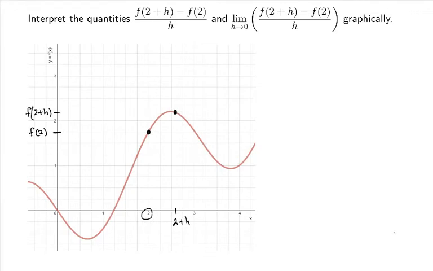So notice that these 2 points on the graph of y equals f of x determine a secant line. So if we draw a line between them, we have a secant line to the graph of y equals f of x passing through this point, which is (2, f of 2), and this point, which is (2 plus h, f of 2 plus h). And if we wanted to find the slope of this line, well, the slope is just going to be equal to rise over run, right?